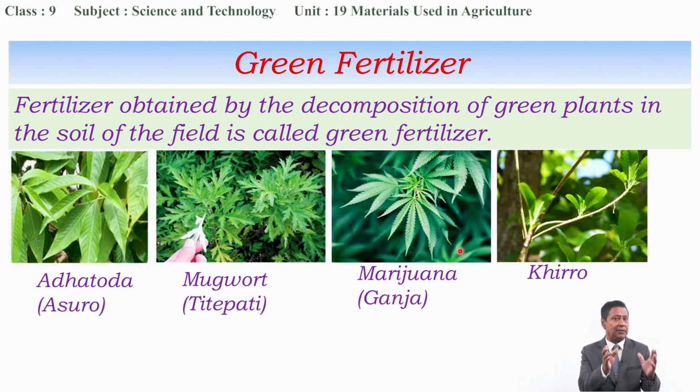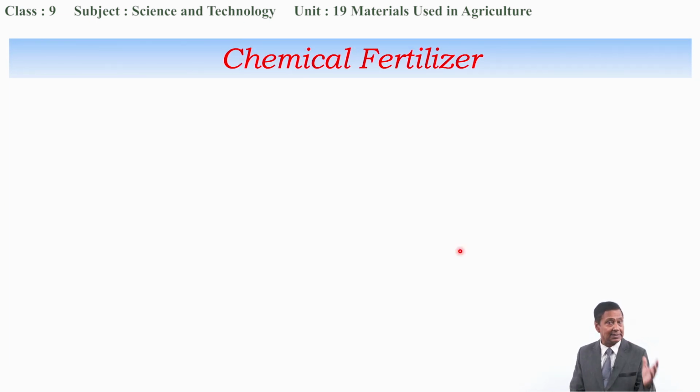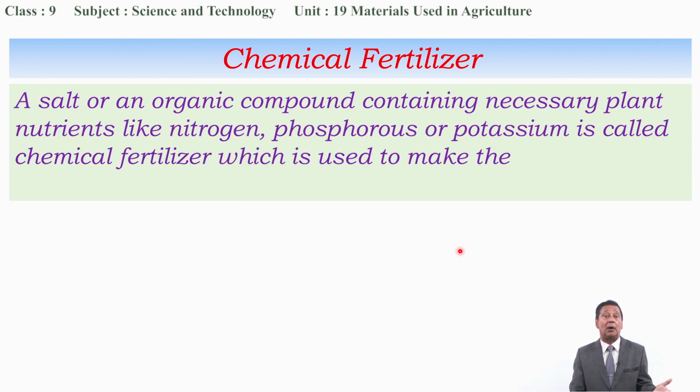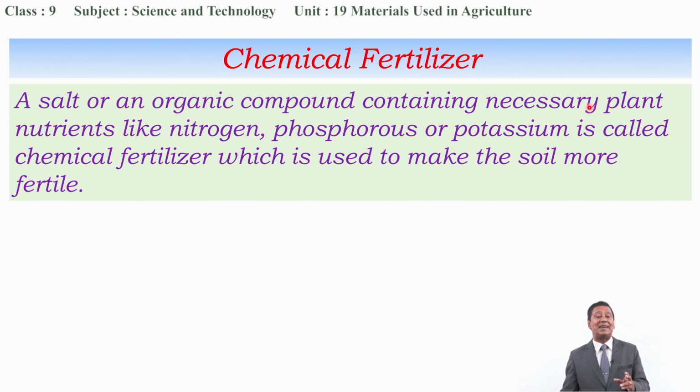Besides this organic fertilizer, there is another important fertilizer that is called chemical fertilizer. What is it exactly? This is either the salt or the organic compound like urea. A salt or an organic compound containing necessary plant nutrients like nitrogen, phosphorus or potassium is called chemical fertilizer, which is used to make the soil more fertile.